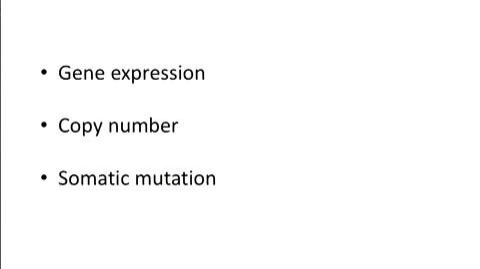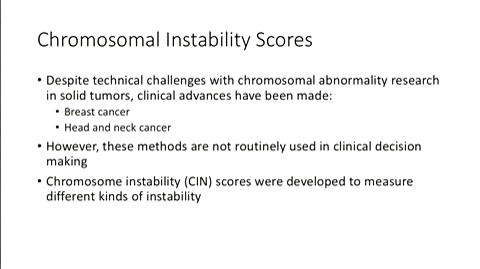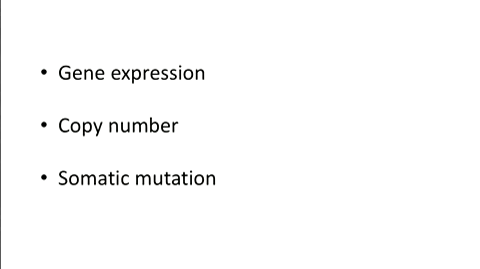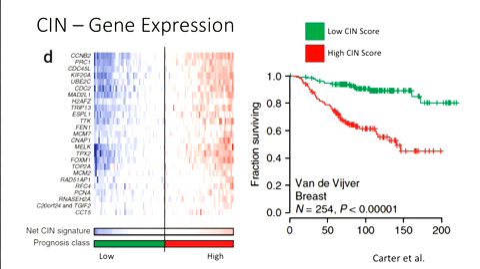Chromosomal instability scores were developed to measure different kinds of instability because these methods are not routinely used in clinical decision-making for solid tumors. I'll be talking about three different chromosomal instability scores, which incorporate gene expression, copy number, and somatic mutation. The first one I'm going to talk about is the CIN25, which is a 25 gene signature across patient samples, and this is used as a classifier for prognosis.